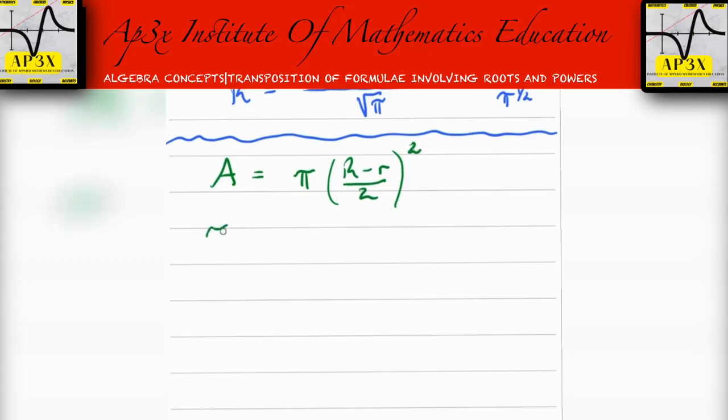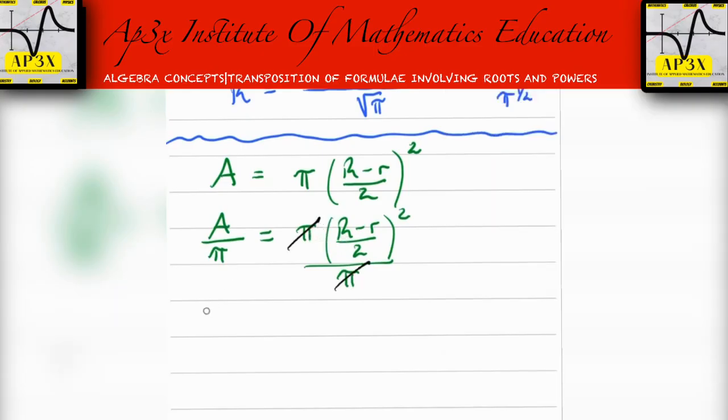So I could go ahead and say, I could divide both sides by pi by saying A divided by pi is equal to pi, open bracket, big R minus small r over 2 squared, all divided by pi. So then what that allows me to do is to split the product between the pi here. So we end up with A over pi is therefore equal to big R minus small r over 2. Don't forget the square, all squared.